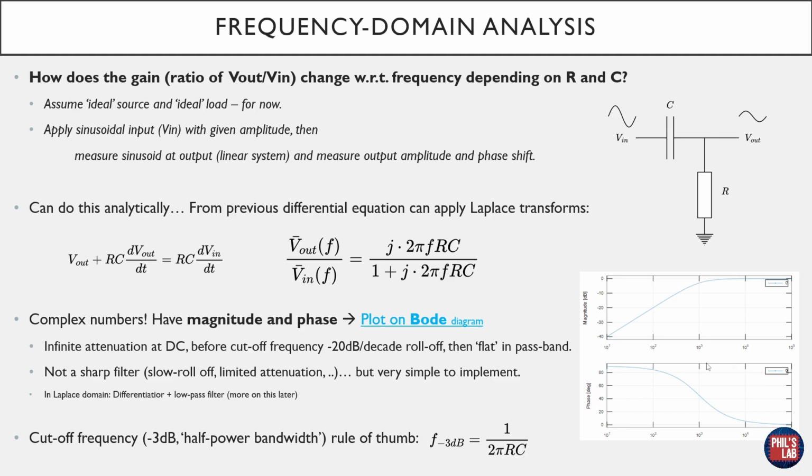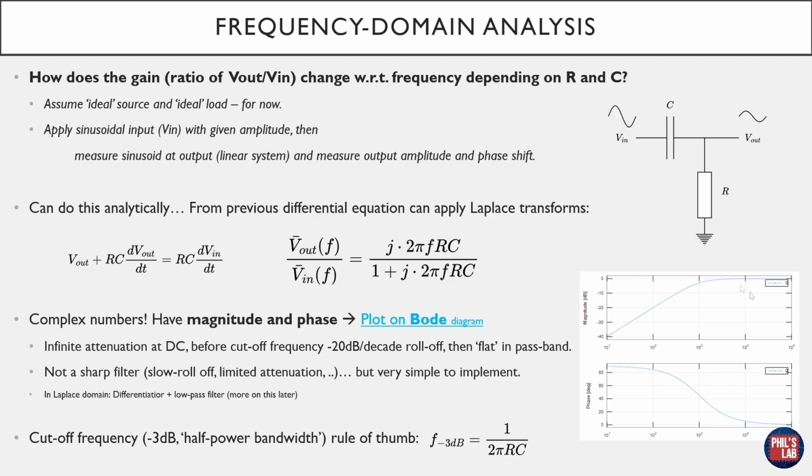The phase performance is also important, which you can see just below this graph. So at sufficiently high frequencies, we have a phase which is close to 0. At the cutoff frequency, we have a phase of about 45 degrees. And at low frequencies, so close to DC, we have a phase shift of about 90 degrees. So again, important is we have pretty much infinite attenuation at DC. Below a certain cutoff frequency, we have this minus 20 dB per decade roll-off.